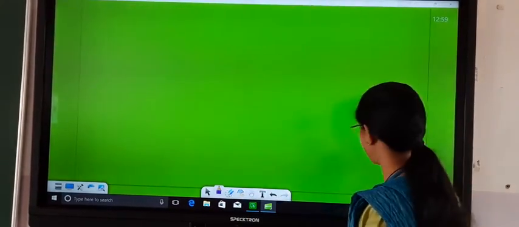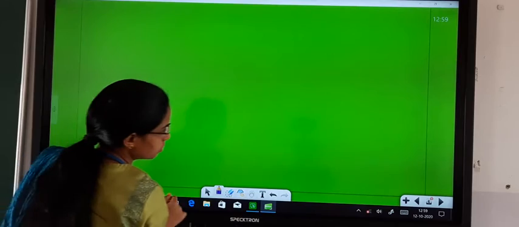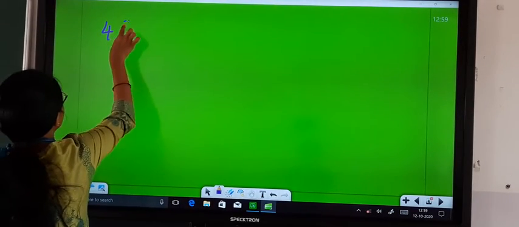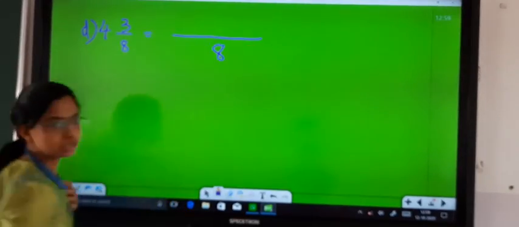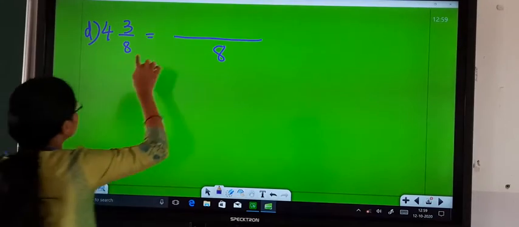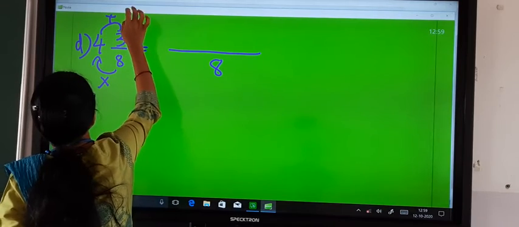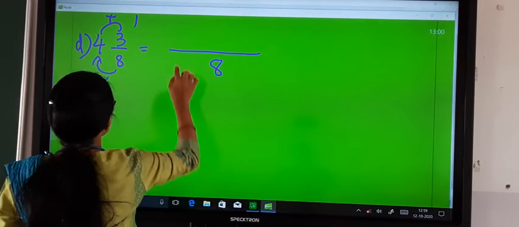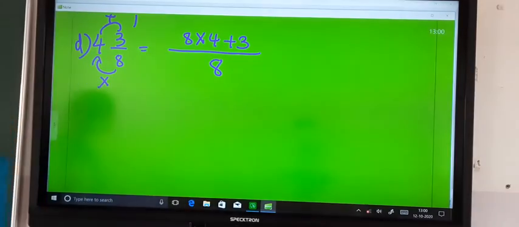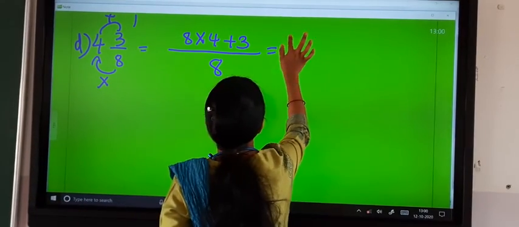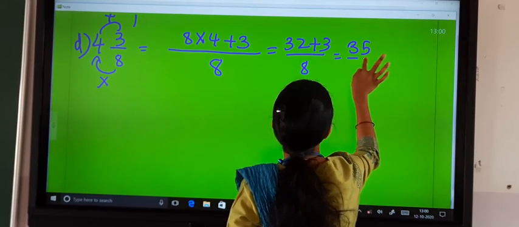D1 I will solve. 4 integer 3 by 8. So the denominator will be the same as it is. Fine. So when you are writing, multiply here and add here. 8 multiplied by 4 plus 3. 8 4s are 32 plus 3 divided by 8. It is 35 by 8.